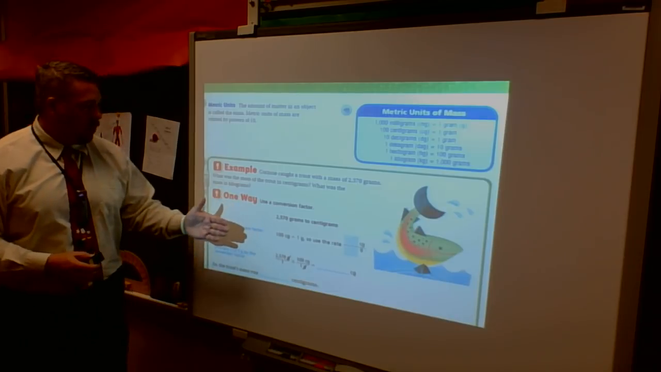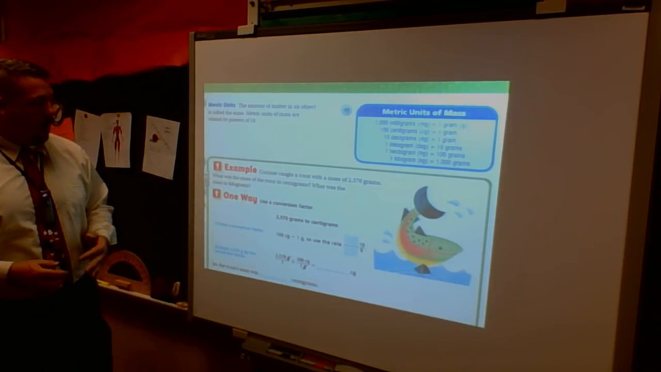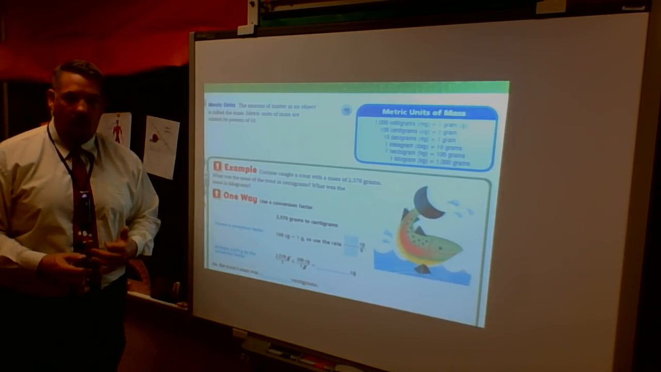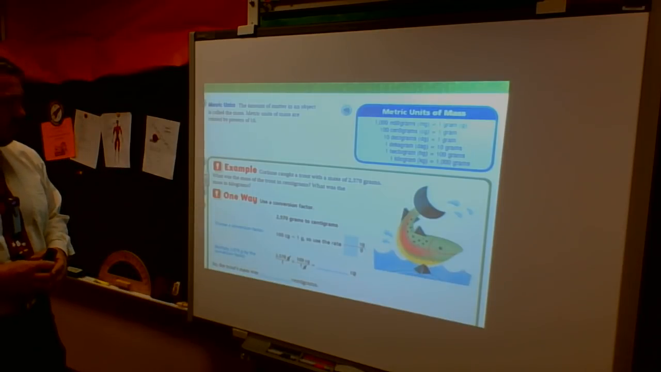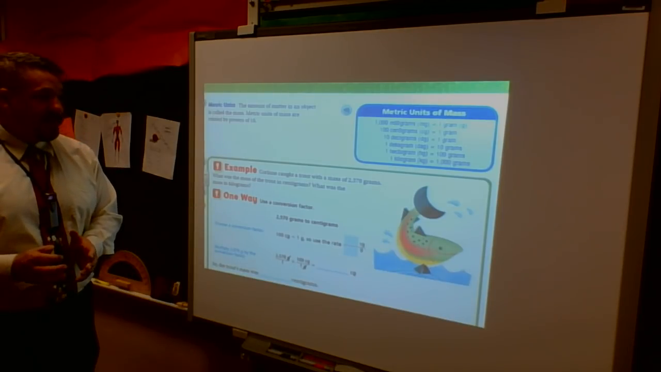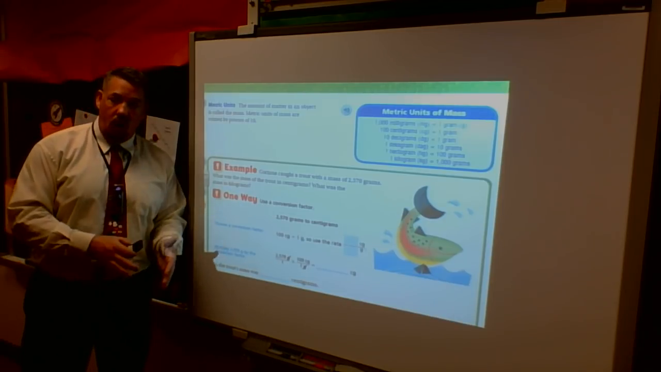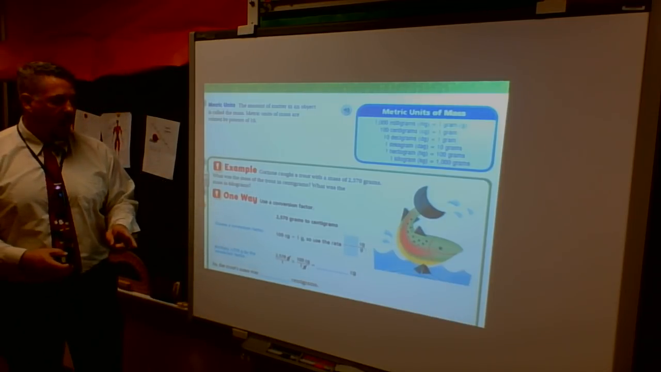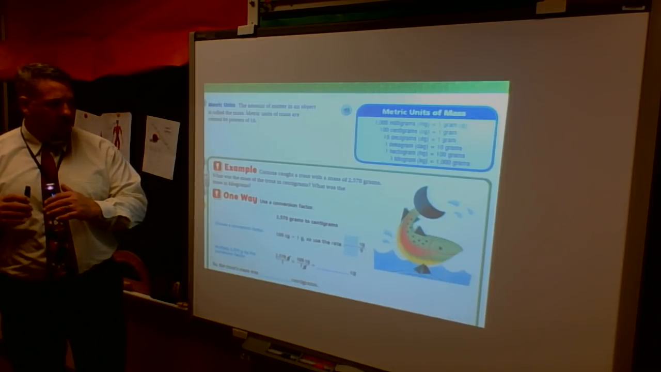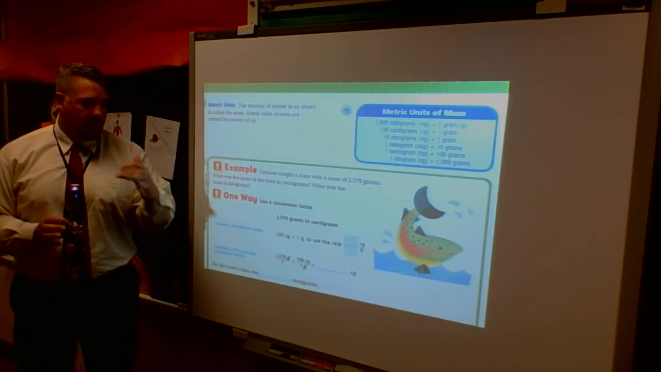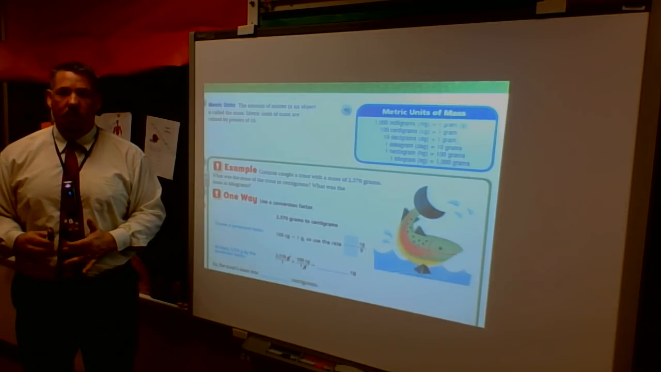But it says on this one that Corinne caught a trout with a mass of 2,570 grams. What was the mass of the trout in centigrams? What was the mass in kilograms? So I have 2 different conversions that I have to do. So when I go just from grams to centigrams, I have to know which way I'm going.